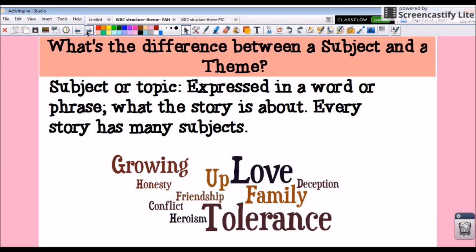All right, so what's the difference between a subject and a theme? So a subject or a topic you express in a word or a phrase. It's what the story or the text is about. And as I mentioned in the previous slide, every story has many subjects.